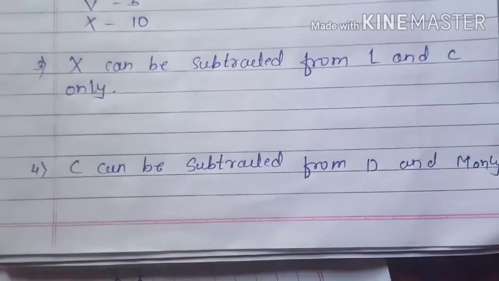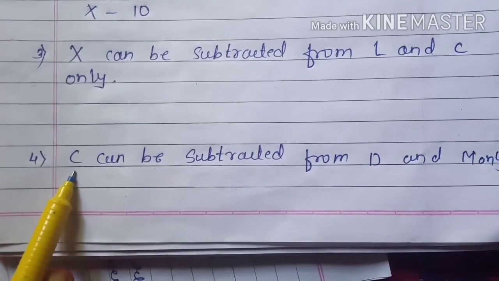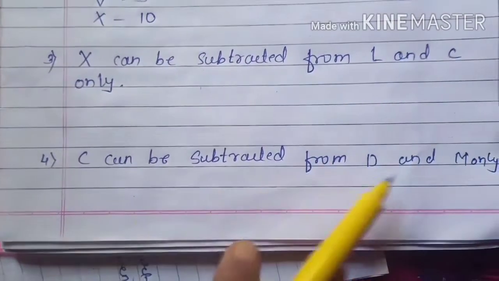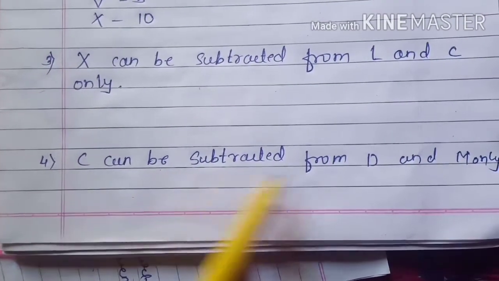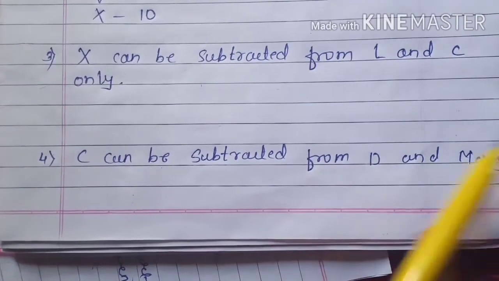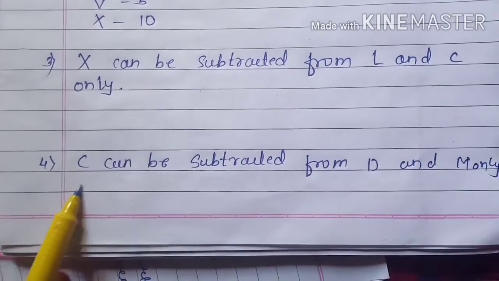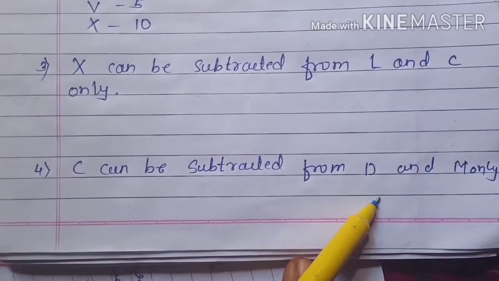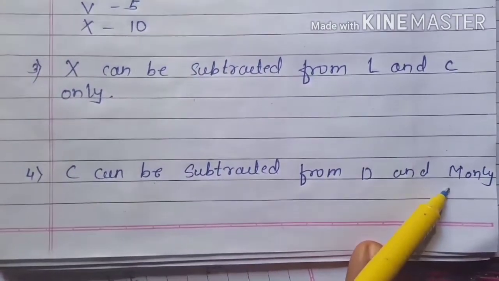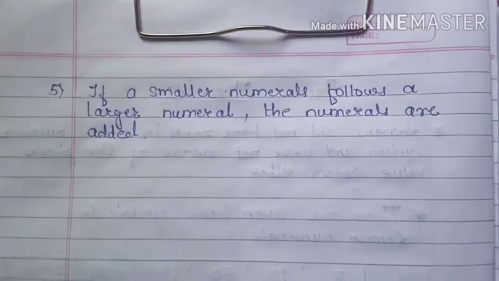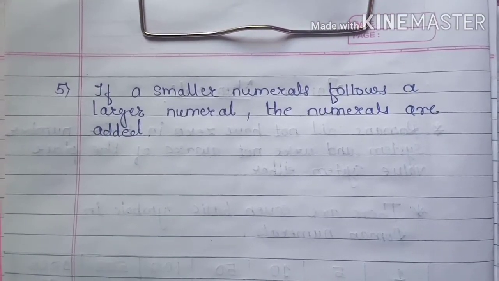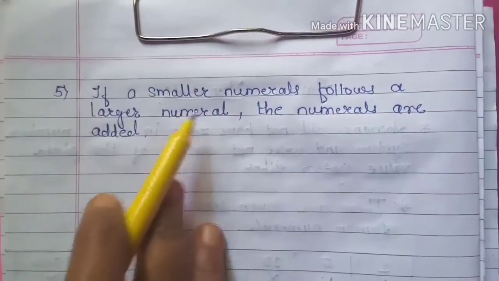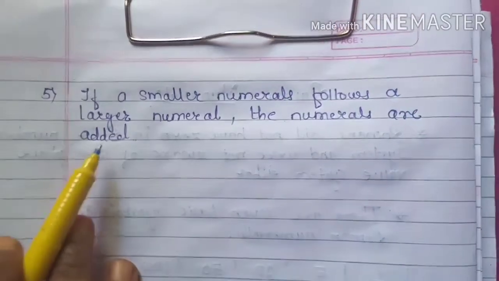Rule number 4 is that 100 can be subtracted from 500 and 1000 only. Here C represents 100, D represents 500 and M means 1000, so 100 can be subtracted only from 500 and from 1000. Rule number 5 is, if a smaller numeral follows a larger numeral, the numerals are added.